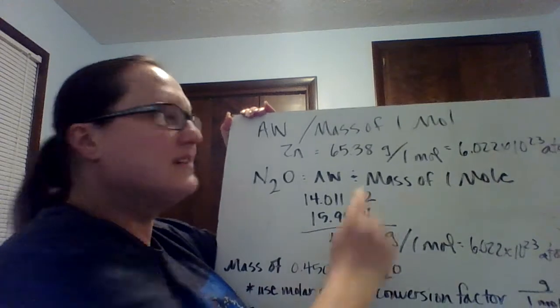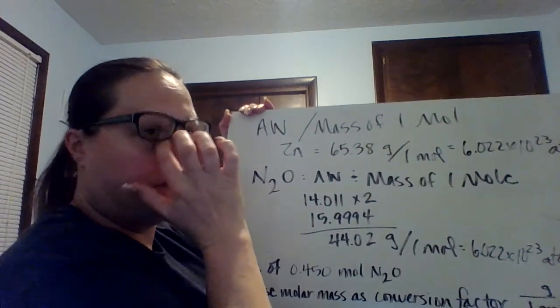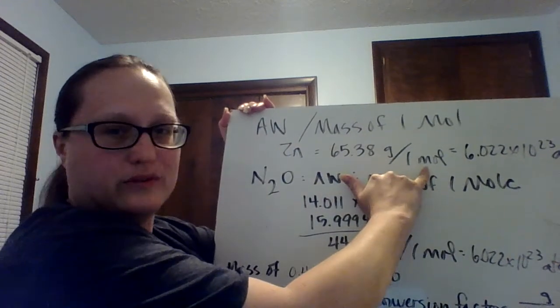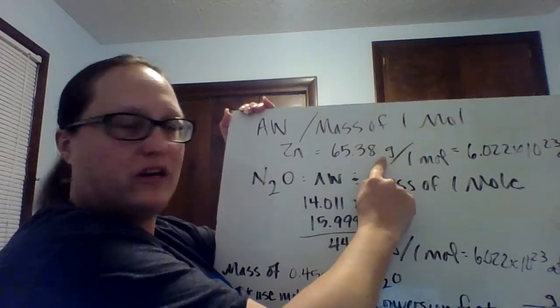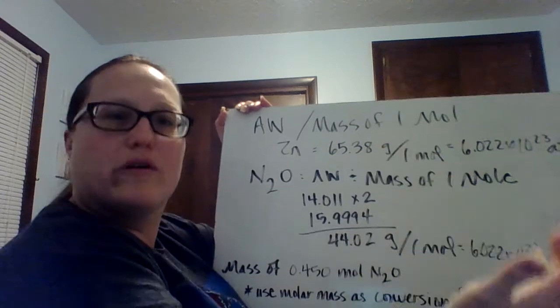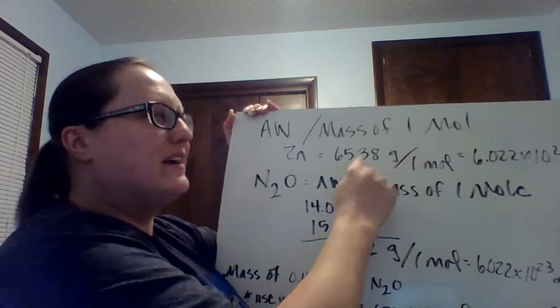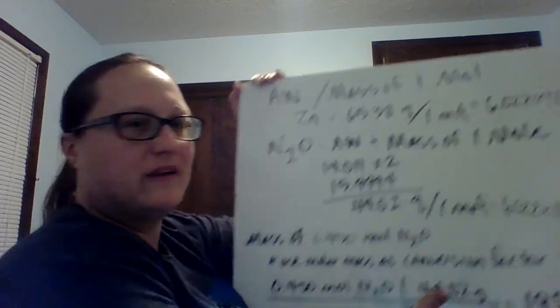The cool thing is I can now use this as a conversion factor. I can use this to convert from grams to moles because I know that this is how many grams are in 1 mole. What if I had 2 moles? What if I had 3 moles? What if I had 50 moles? I can use that to determine how many grams are in there.